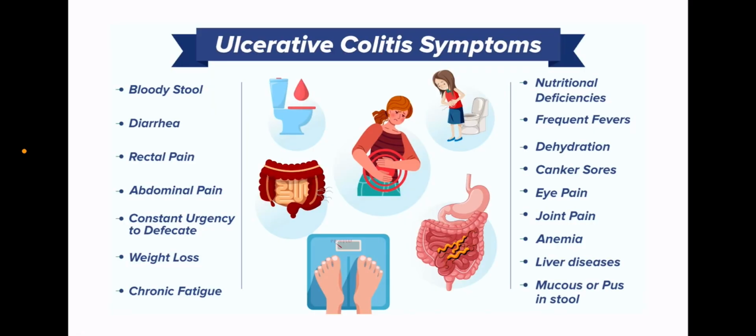Here are some more symptoms of the disease. We have the consequences of the disease, like weight loss or chronic fatigue, which contribute to anemia or nutritional deficiencies because of diarrhea and the bleeding. And we have dehydration, eye pain, joint pain, liver diseases in the long term, and mucus or pus in the stool.